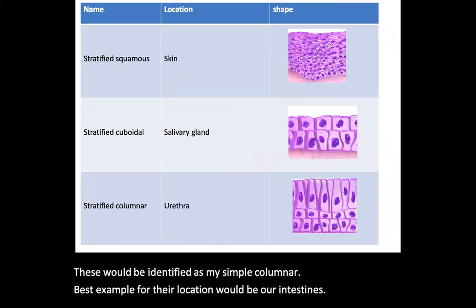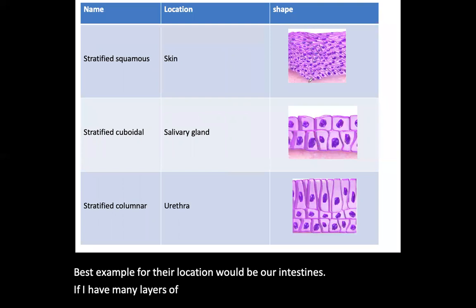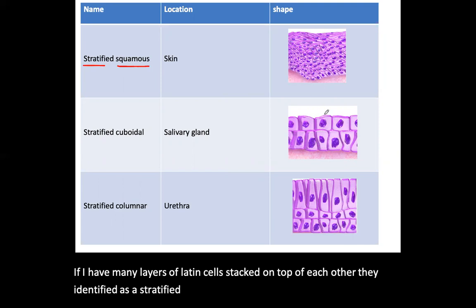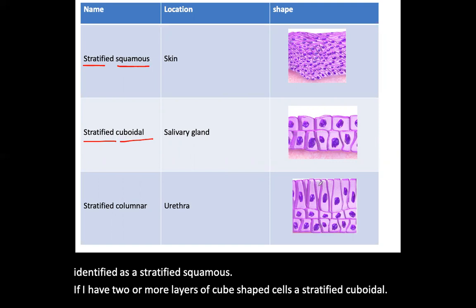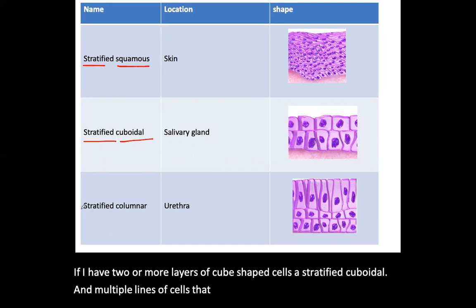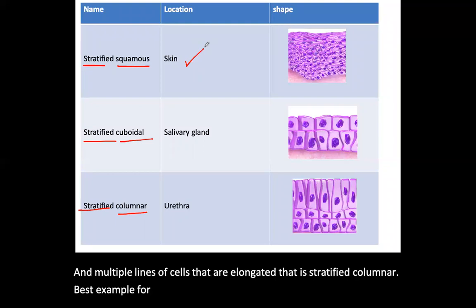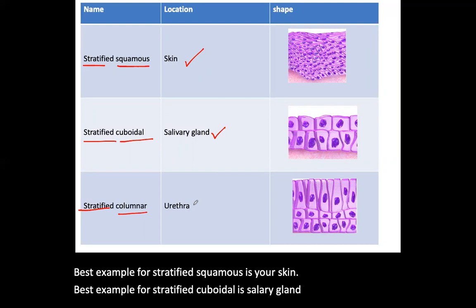If I have many layers of flattened cells stacked on top of each other, they're identified as stratified squamous. If I have two or more layers of cube-shaped cells, stratified cuboidal, and multiple layers of cells that are elongated, that's a stratified columnar. Best example for stratified squamous is your skin. Best example for stratified cuboidal is salivary gland, and for stratified columnar would be urethra.